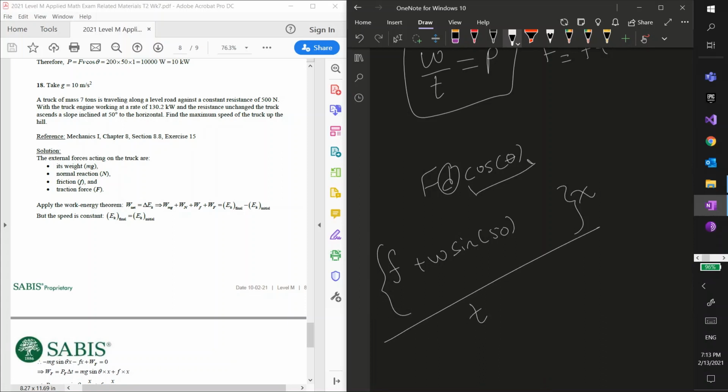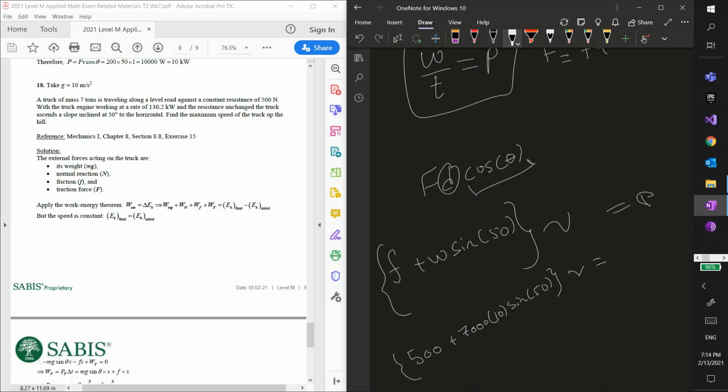Cool. Now work over time is equal to power. But this is distance, and distance over time is the velocity. So this goes away, and we have velocity. All we have to do now is substitute the values and solve for velocity. Friction is 500. Weight is 7 tons, which is 7,000 kilograms, multiplied by 10, multiplied by sine 50. V equals P over that. What's the P? P is 130.2 times 10 to the power of 3, because they said kilowatts. Now you solve for V, and you get that the velocity is equal to 2.056 something, which is, in other words, 2.41.